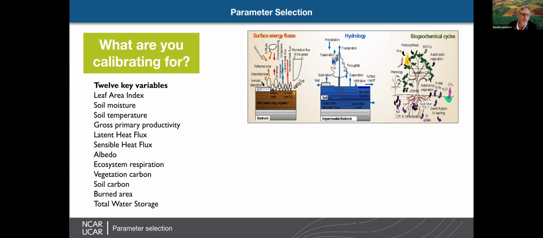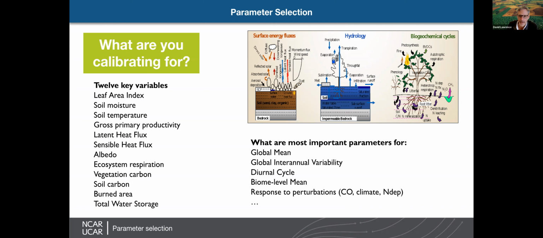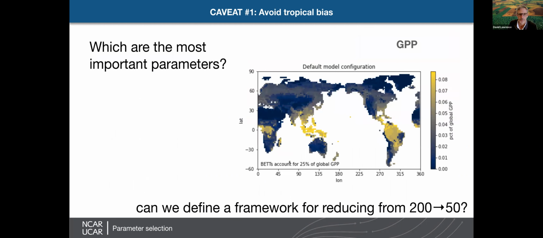But that's the key thing you have to ask at the beginning. What is a variable or variables that you're going to try to calibrate against? That's obvious. But additionally, you need to know which, and the parameters that matter are going to differ for which variable. But additionally, I think we'd like to consider more than just mean state. So, obviously you want to get the global mean right, but there's also inter-annual variability globally or at the site level or grid cell level. There's a diurnal cycle. There's biome level mean, which is going to give you different sets of parameters. And there's also response to perturbations, which again, will give you a different set of parameters.